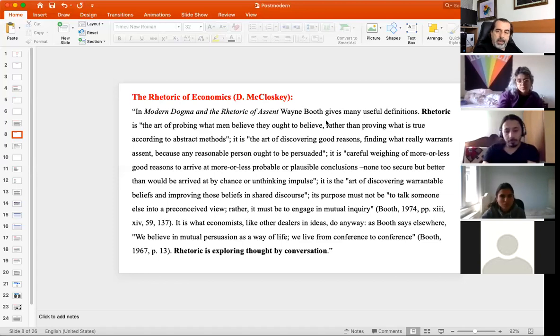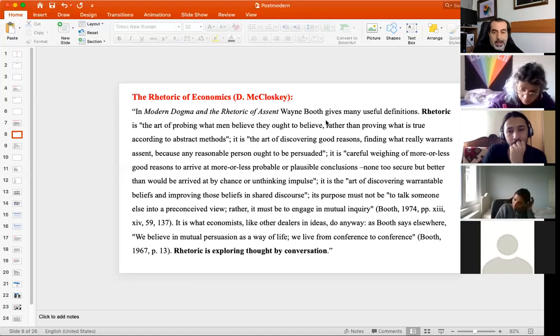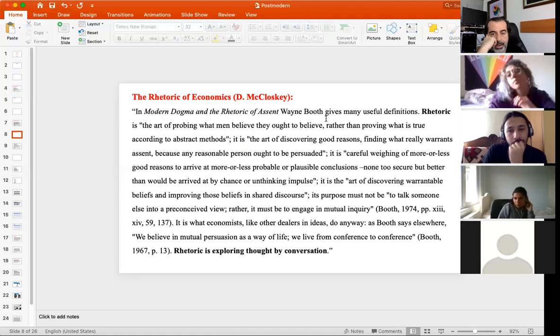And first of all, she talks about what rhetoric is. Her basic idea is that economics is a form of rhetoric, not a science maybe, or actually it's a science, but it's a rhetorical science. What is rhetoric then? She uses a book, Modern Dogma and the Rhetoric of Assent, by Wayne Booth, who she says gives some definitions. Rhetoric, according to him, is the art of probing what men believe they ought to believe.